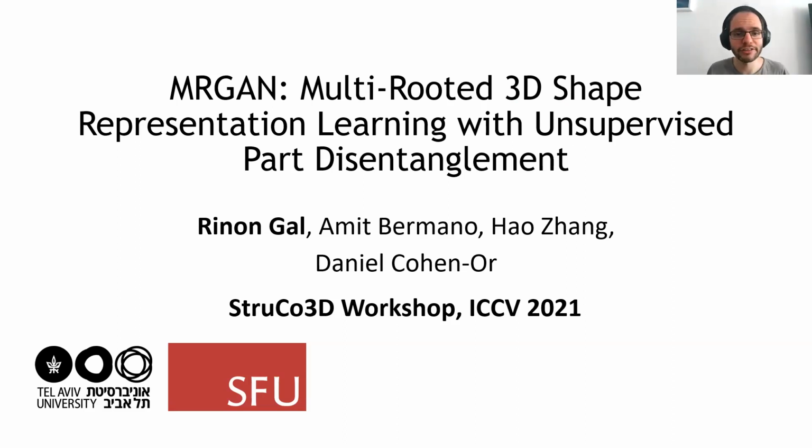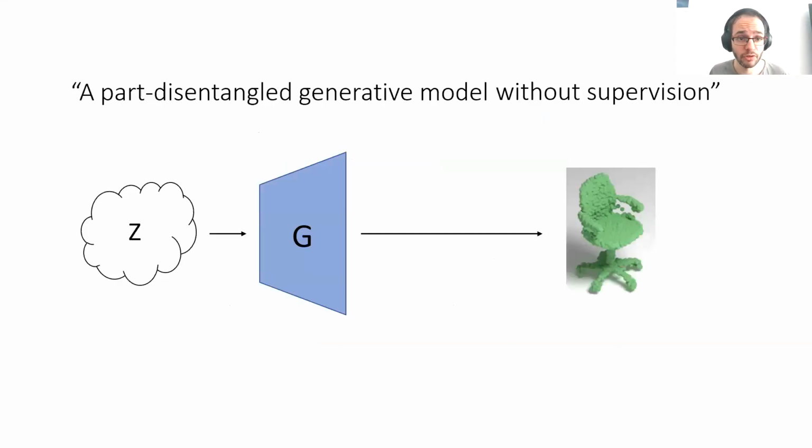It's got a very long title, so I'm going to go on ahead and highlight the important bit. And that bit is that we're going to talk about learning a part disentangled generative model without supervision. So we want a generative model, which means that our model is going to take some latent code and produce a point cloud. But we also want it to be part disentangled, which means that we want to have the ability to change, for example, just the armrest on this chair.